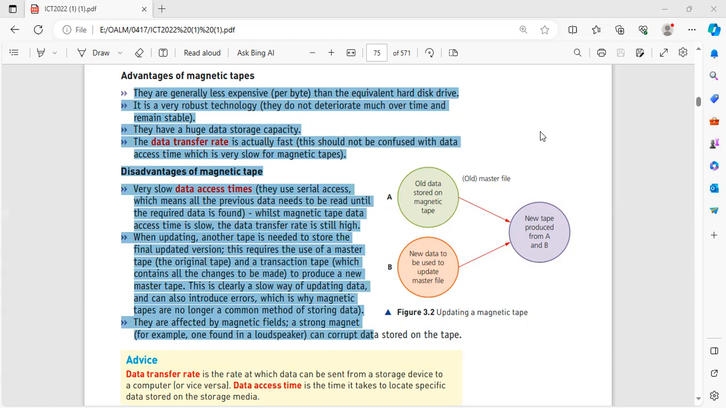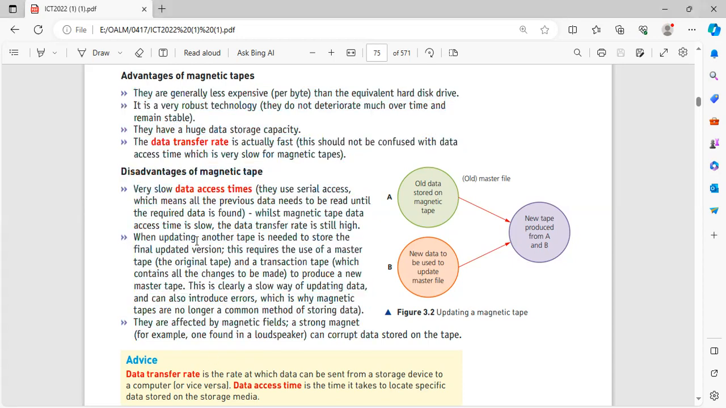So what's the second point in the disadvantages? When updating another tape. Basically, it is telling about the updation process. It says there is the old file which has been written before, and when you want to update such data, you have to create another file. Basically, you merge old data and new data, and then create another file which becomes the new updated file.